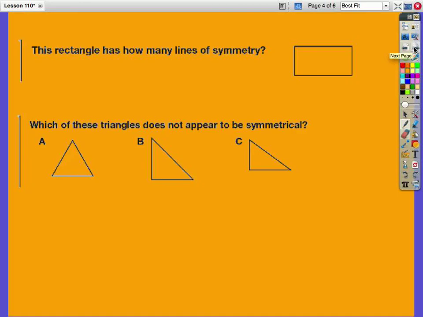So my first question asks, this rectangle has how many lines of symmetry? Well, we should be able to see right away that we can split it there. So that's one. If we split it here, that's half, so that's two.